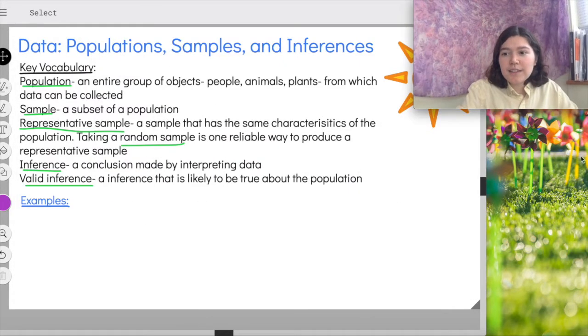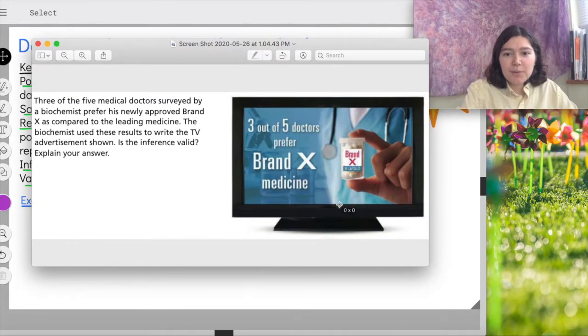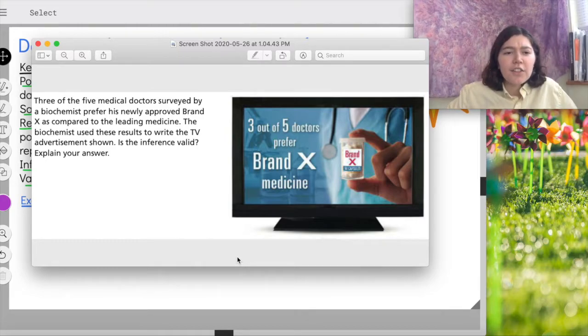Okay, and then one quick example of a not valid inference would be this example. You've got to watch out for ads like this. 3 of the 5 medical doctors surveyed by a biochemist prefer his newly approved brand X as compared to the leading medicine. The biochemist used these results to write the TV advertisement shown. Is this inference valid? 3 out of 5 doctors prefer brand X medicine. This is misleading, and this is not a valid inference because the biochemist only asked 5 people.